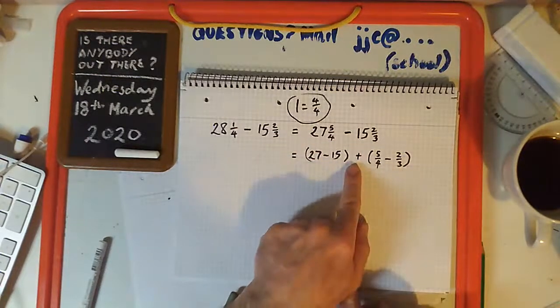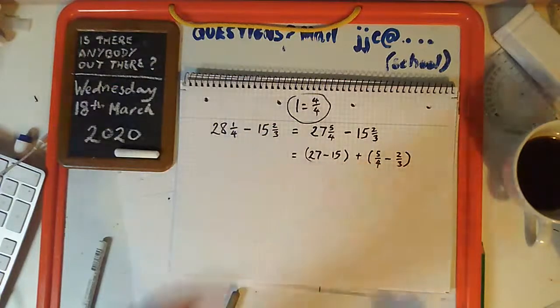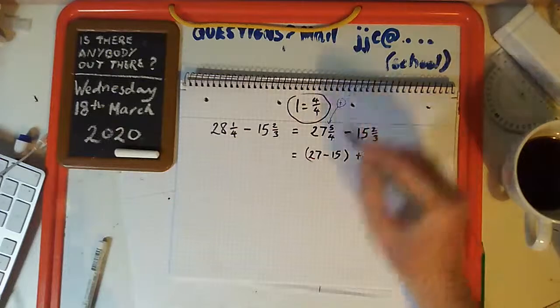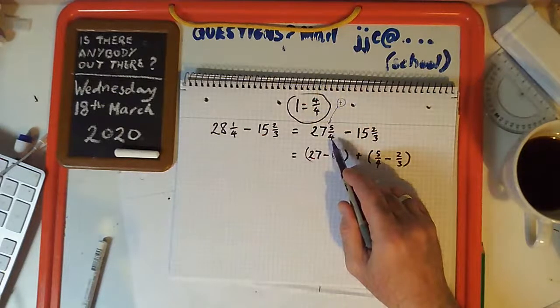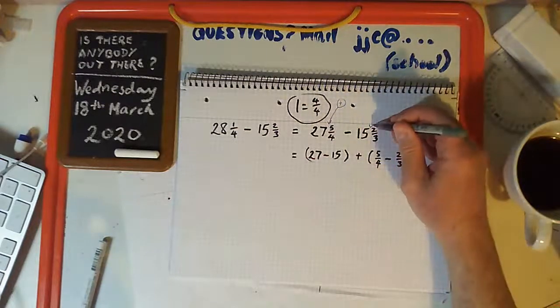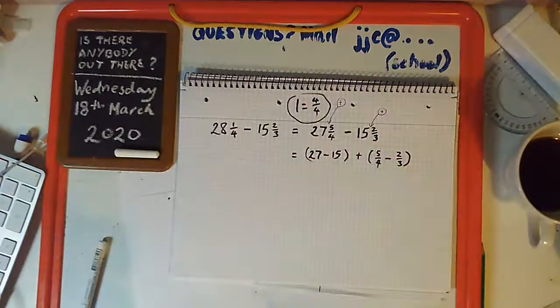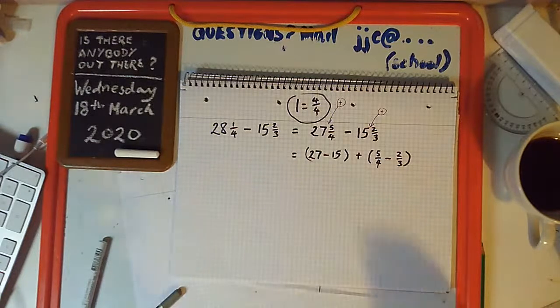And again, there's a plus in the middle because these things have a secret plus in the middle of them. 27 and 5 quarters means 27 plus 5 quarters. 15 and 2/3 means 15 plus 2/3. So that plus hasn't come from nowhere. It just wasn't written down before.